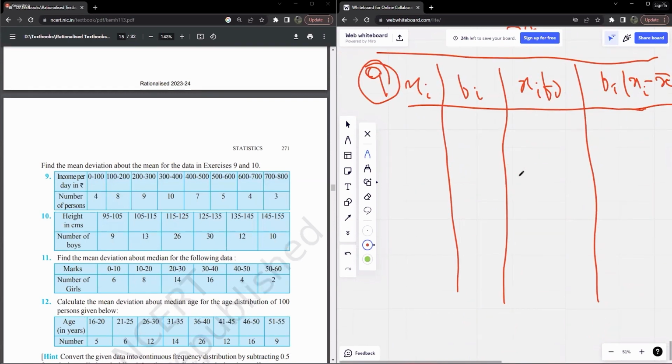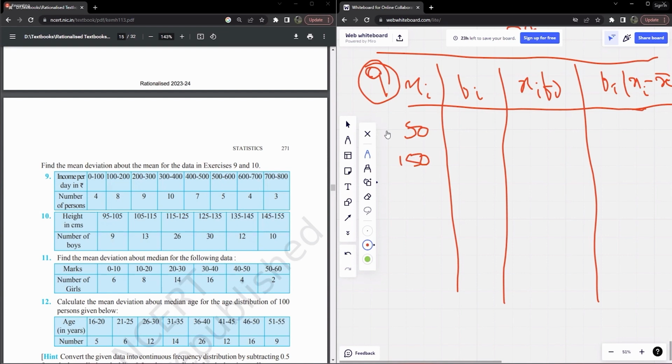So we have the first class as 0 to 100. Remember that xi is basically the midpoint of this class. That is 0 plus 100 divided by 2, that is 50. For 100 to 200, same way, 100 plus 200 is 300, 300 by 2 is 150. That means that the midpoints of these classes are going to basically be 50, 150, 250, 350, and so on up to 650.